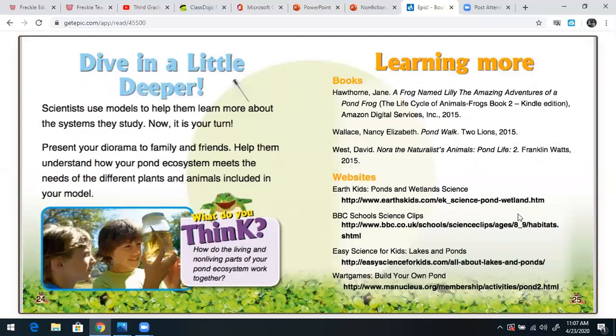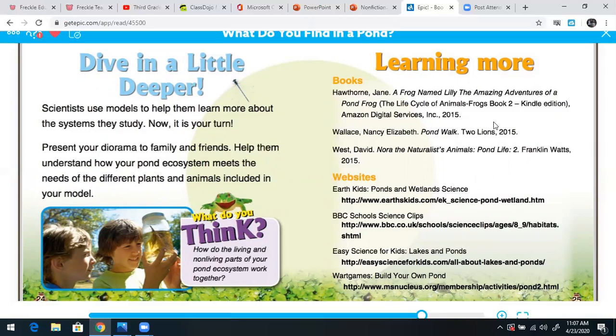Dive in a little deeper with your scuba deer that I showed you earlier. Scientists use models to help them learn more about the systems they study. Now it's your turn. Present your diorama to family and friends. Help them understand how your pond ecosystem meets the needs of the different plants and animals included in your model.